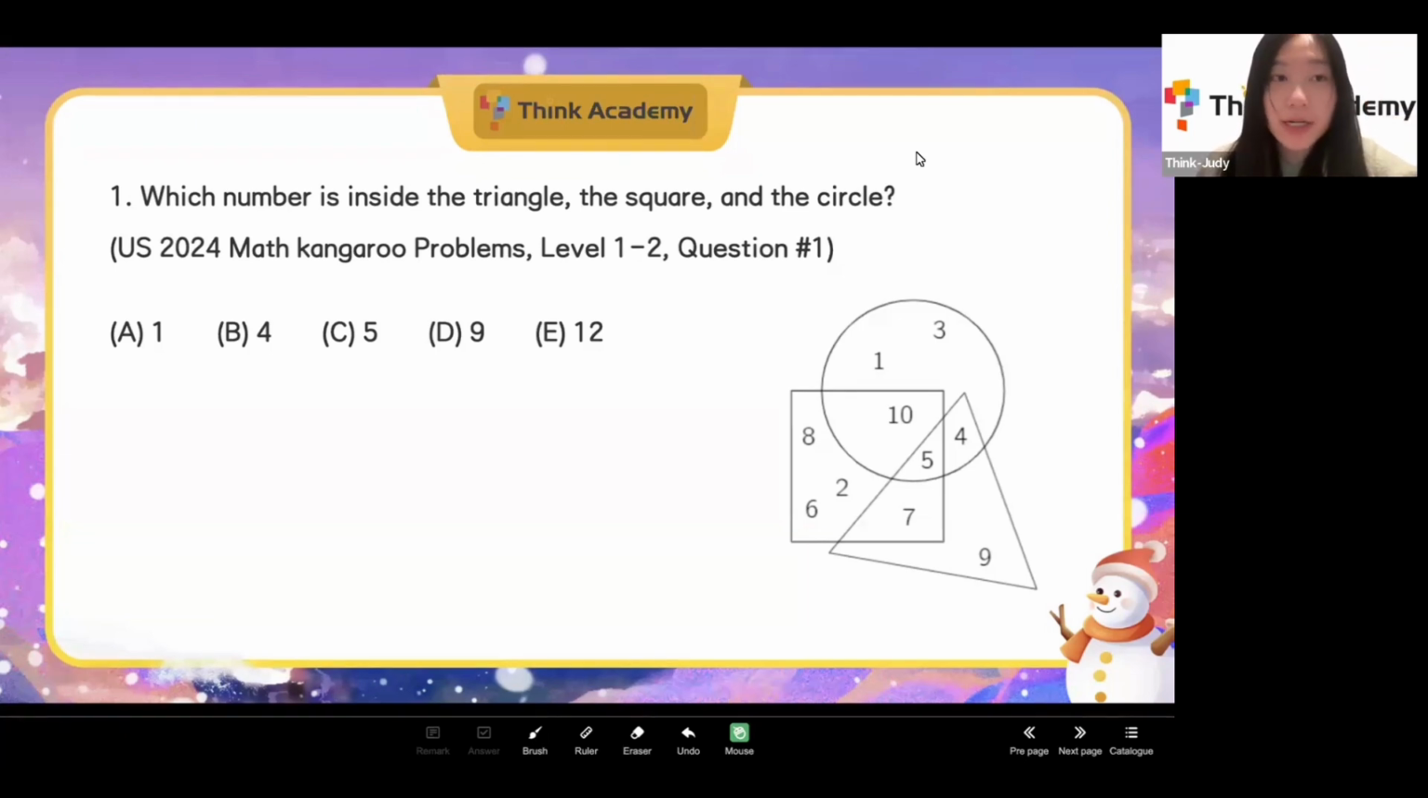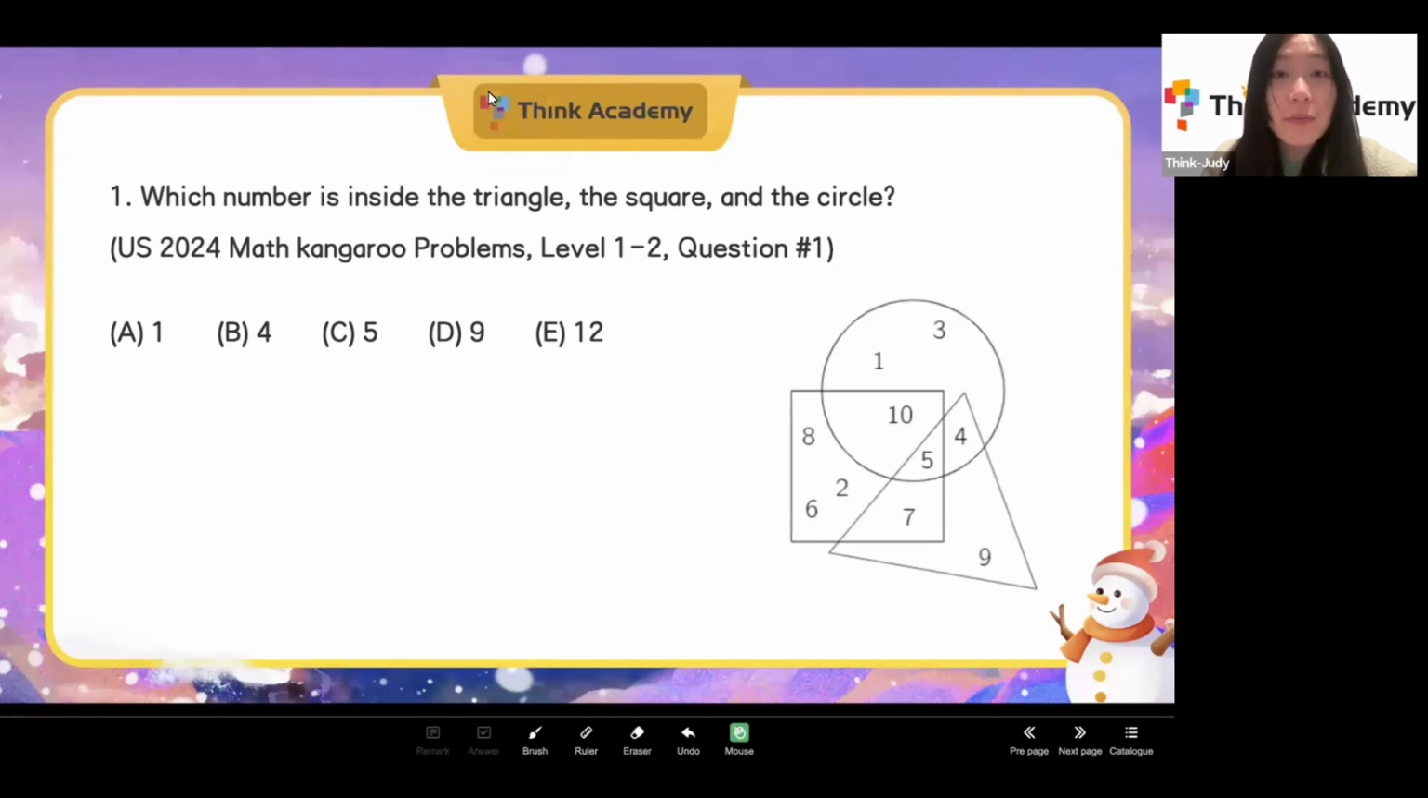First of all, let's read the question. Which number is inside the triangle, the square, and the circle? So here, do you know all those three shapes? Triangle. And this is what? Square. And what's this? Circle. So here we have a lot of numbers. So which number do we need to find?